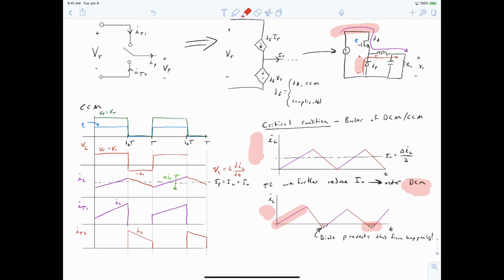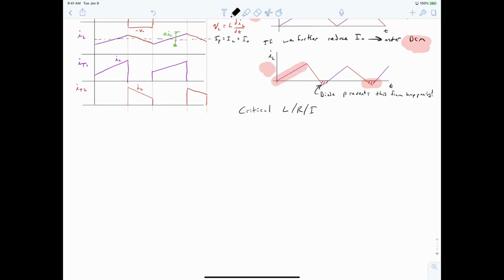Now we're going to get more into the specifics of discontinuous conduction mode in the next video, but right now I want to talk about detecting the condition of critical conduction mode and what this means for our design considerations. So we can talk about the critical inductance, resistance, or output current. Critical anything, critical inductance, critical resistance, refers to a value that results in I0, our average output current, equaling half of our ripple current.